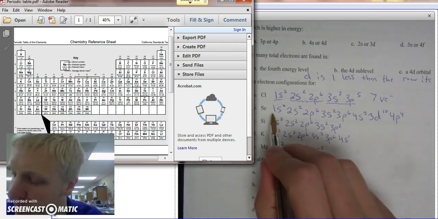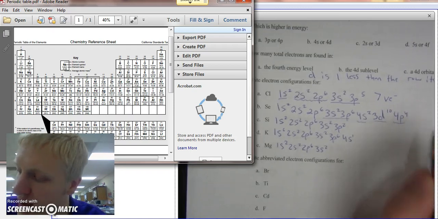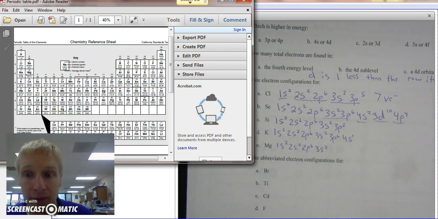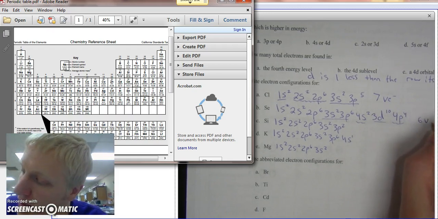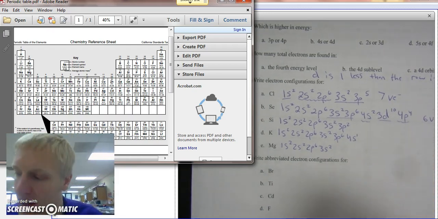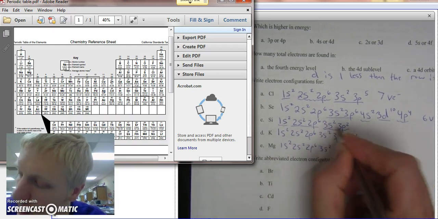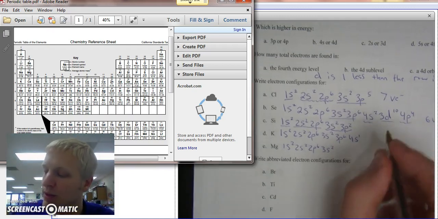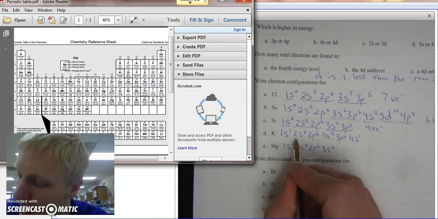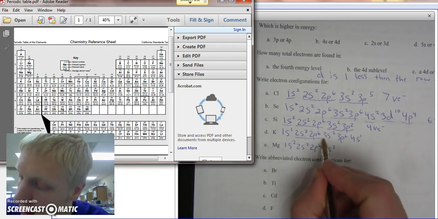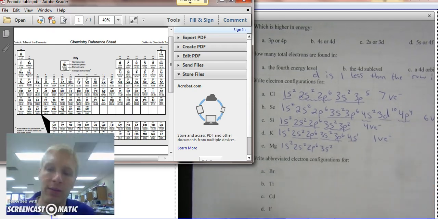Looking at scandium, we have the first, second, third, fourth energy level. The fourth energy level in this case is the furthest one out. We have 4p4, 4s2, 4 plus 2 is 6. We have 6 valence electrons. Silicon, right over here, first energy level, second, and then the third is 3s2 and the 3p2. Gives us 2 plus 2 is 4 valence electrons. Alright, potassium, 1s2, 2s2, 2p6, 3s2, 3p6, 4s1. We have 1 valence electron, that 4s1.